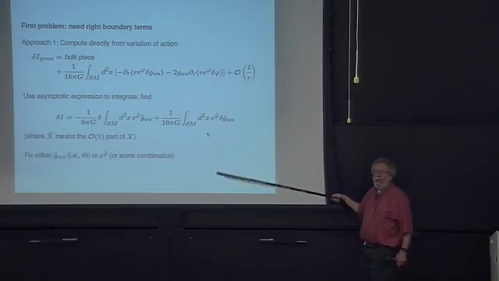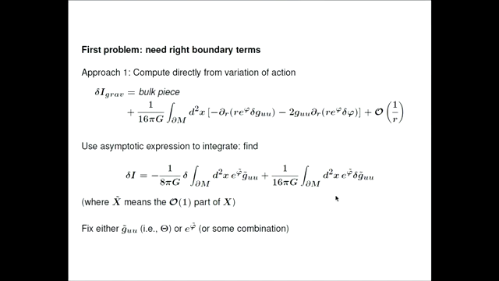So what this tells you is that in order to have a well-defined variational principle at all, you have to either fix phi or fix GUU, which is that function of phi and its derivatives and the superrotation generator, or some combination.